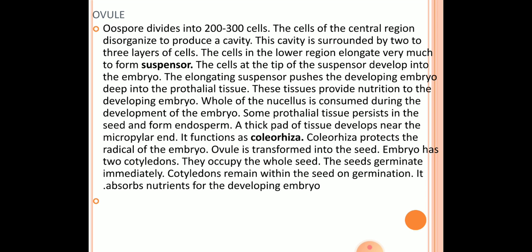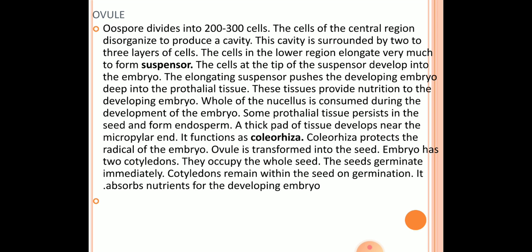The ovule is transformed into the seed, and the embryo has two cotyledons. Just like other plants, cycas has two cotyledons. They occupy the whole seed. But as in gymnosperms, the seeds are naked in nature. That's why these seeds germinate immediately. Cotyledons remain within the seed on germination. It absorbs the nutrients from the developing embryo.